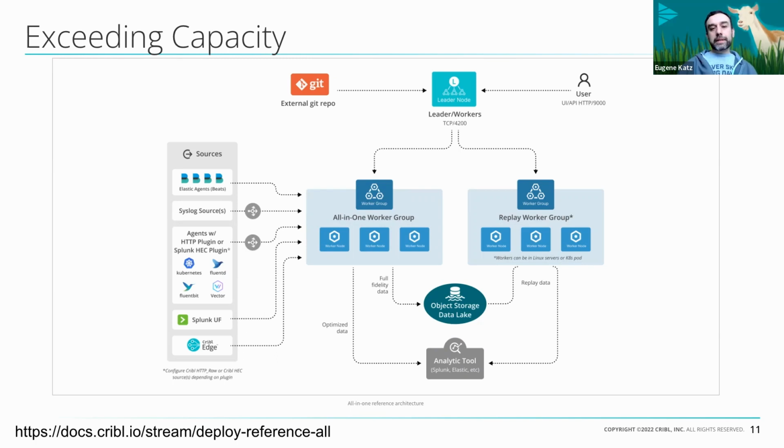For those not particularly familiar with replay, the idea is that if you're writing out to an object store data lake of some sort, you can then decide, as I mentioned earlier, you're writing out full fidelity logs. Maybe they're not going to your analytics tool, right? The optimized data line there shows that you're sending a subset.